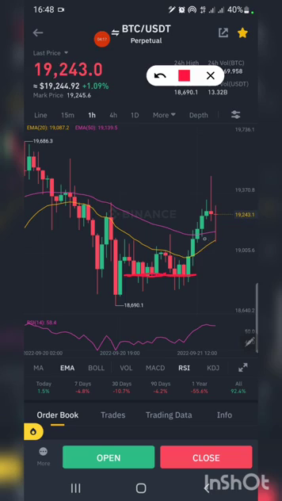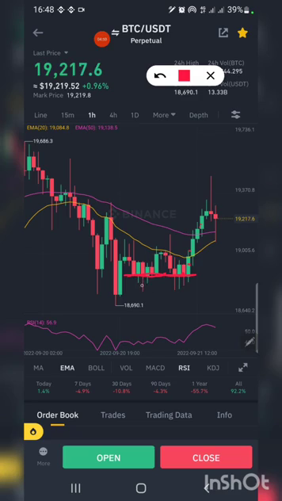Each candle here represents an hour, as I'm on the 1 hour view. The past 1, 2, 3, 4, 5, 6, 7, 8 hours, 9, 10, 11, 12 hours ago. From this time that I marked, BTC has always been supported at this level.